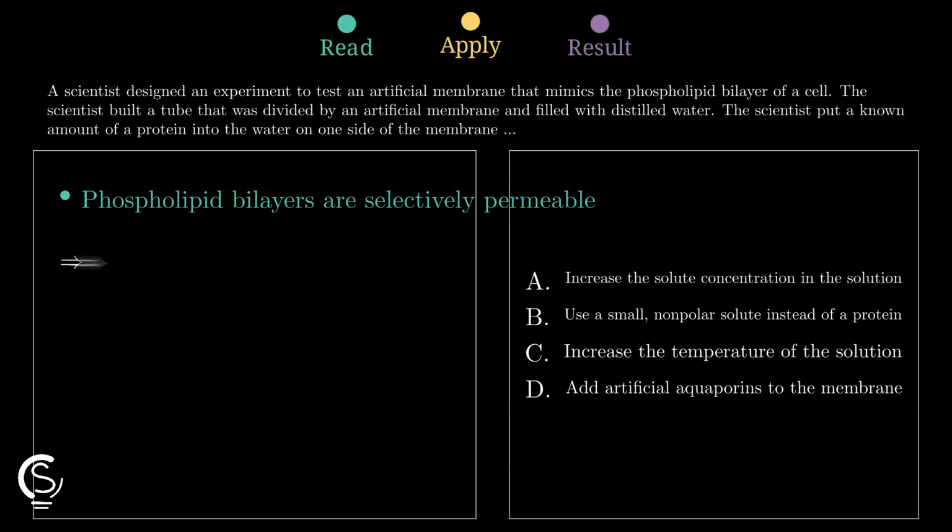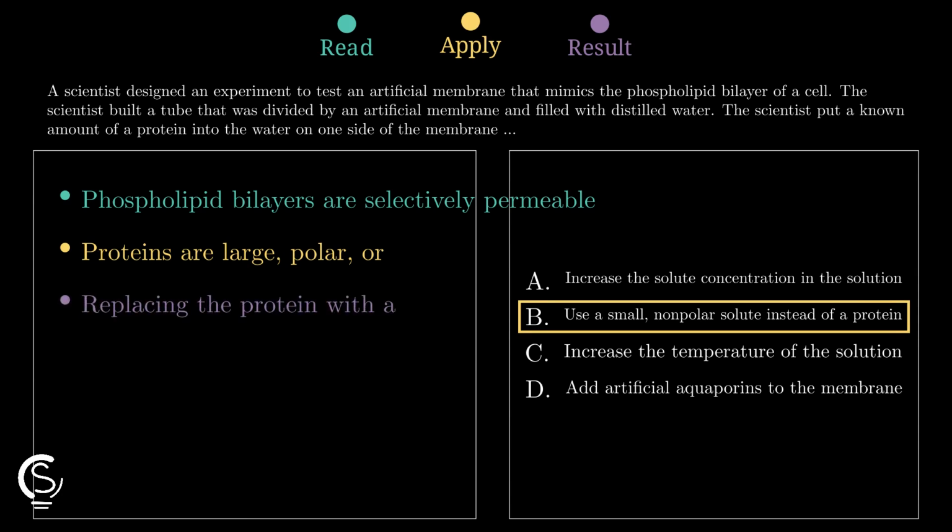To see transport, we need a molecule that fits. Small nonpolar solutes like oxygen or lipids pass through easily. This makes option B the perfect choice for our experimental chain.